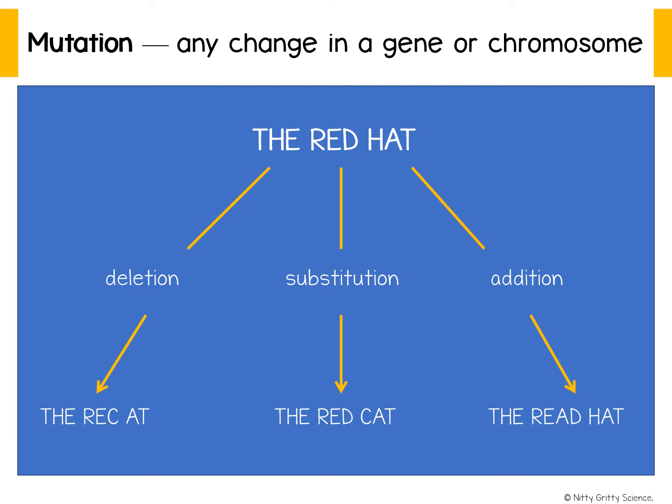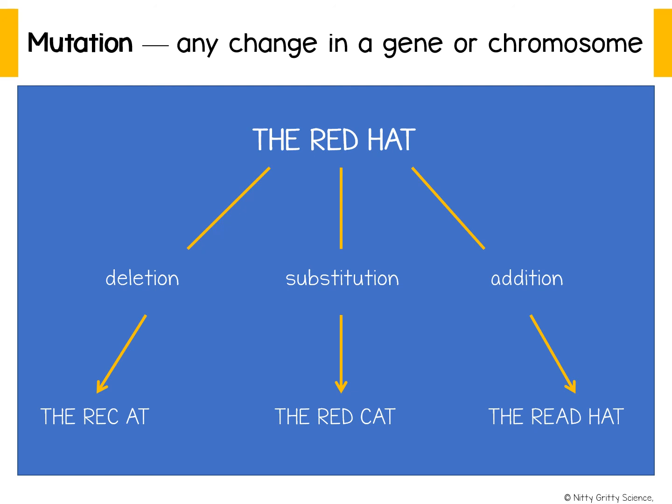The example shown here shows three types of mutations that can occur in genes. The first is deletion, where one base pair may be removed. So for example, if DNA instructed the protein to say "the red hat," with the deletion of a base pair, the message now reads "the rec at." This may or may not cause an issue depending on which gene the mistake was in.